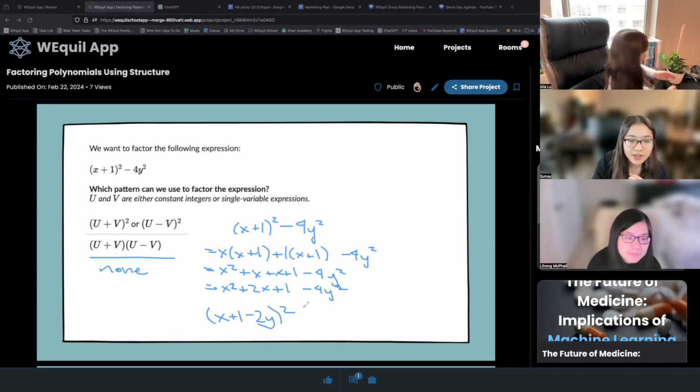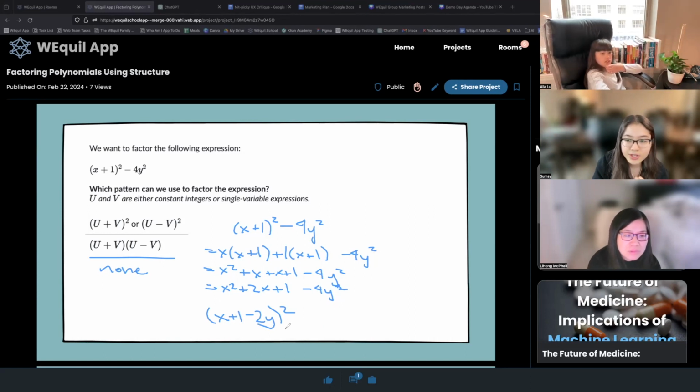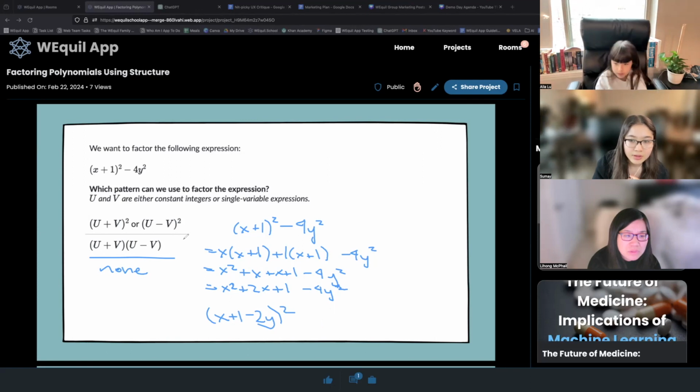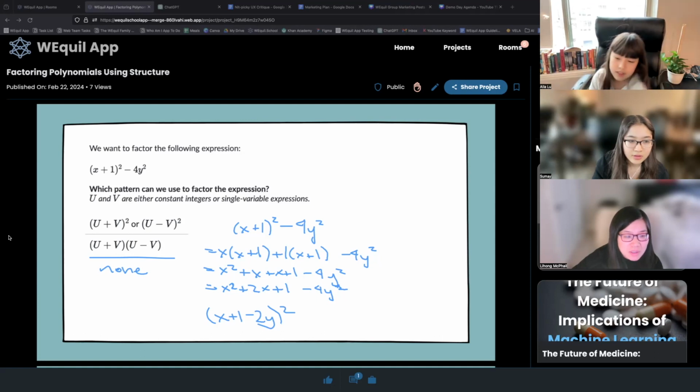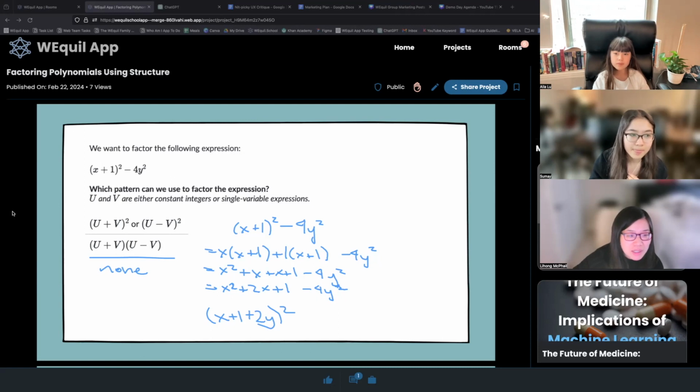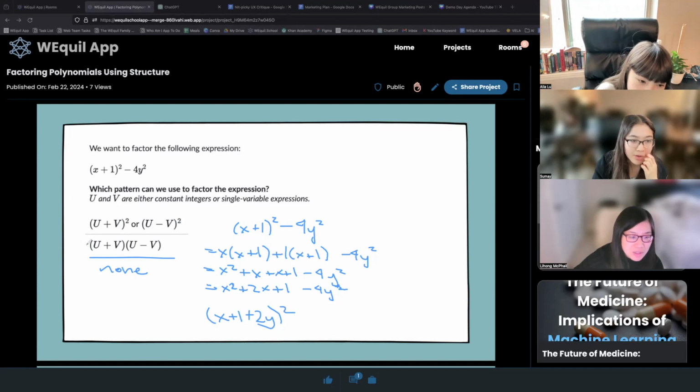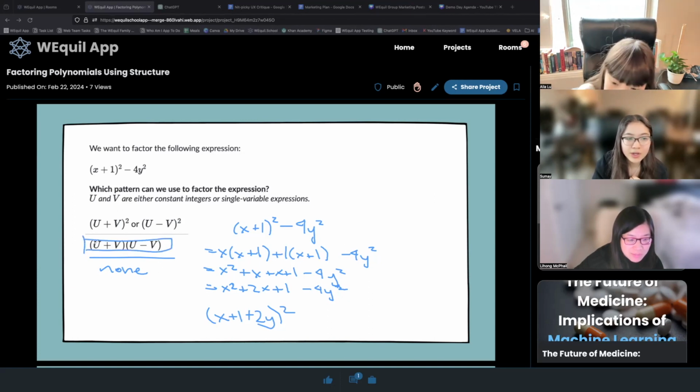Okay. This doesn't necessarily fall in because there's 3 terms here, not just 1. So it doesn't actually fall. Okay, it's actually not correct. It should be x plus 1 minus 2y, plus 2y, and then times x plus 1 minus 2y. So it would be the second one, u plus v times u minus v, if there was actually 3 terms in here, but there's only 2 terms. So it doesn't fit into any of these because there's 3 terms.